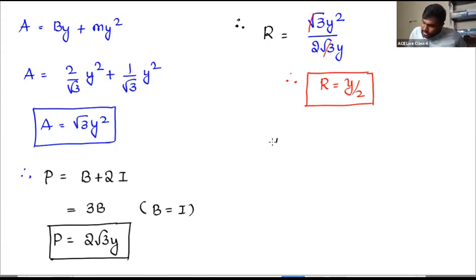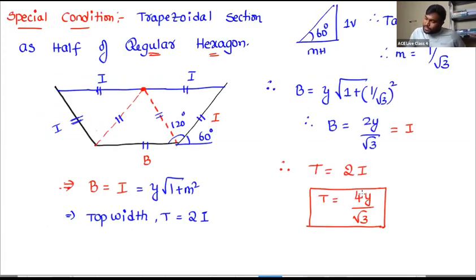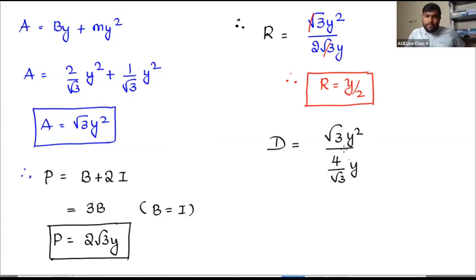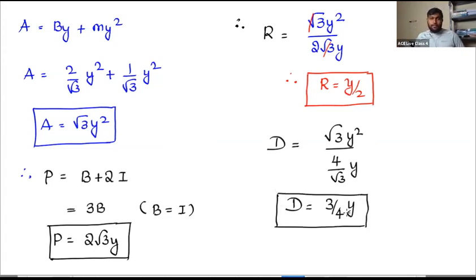Whereas the hydraulic depth D is equal to the area, root 3 y square, divided by the top width, 4 by root 3 y. So 1 by 1 y gets cancelled, root 3 will go to the top, and the hydraulic depth is equal to 3 by 4 times y. That's all with this, and these points are very important. So what is the hydraulic depth in the case of that trapezoidal section, a half of a regular hexagon? D is equal to 3 by 4 y.